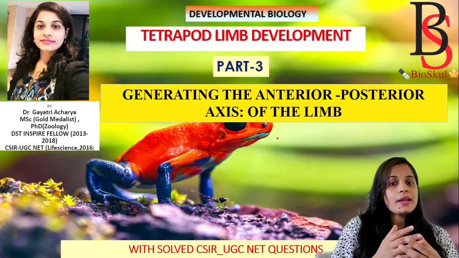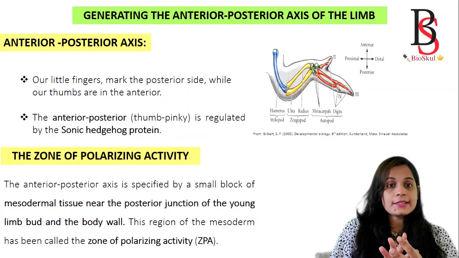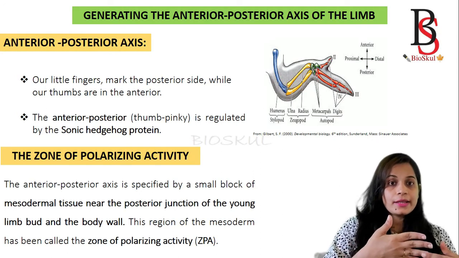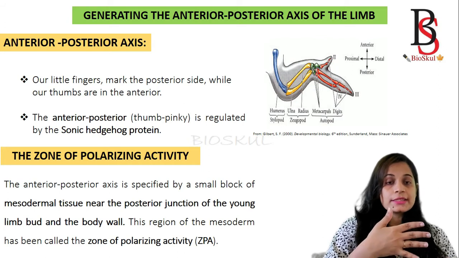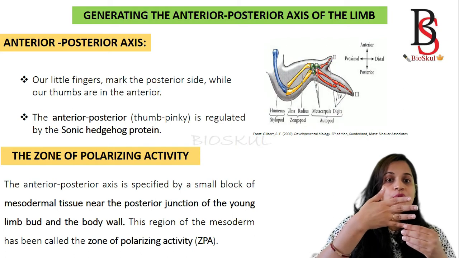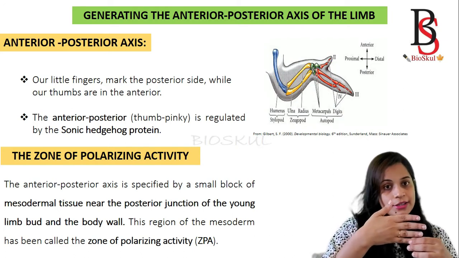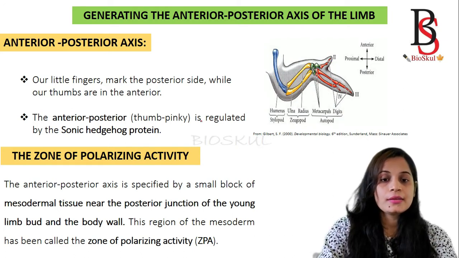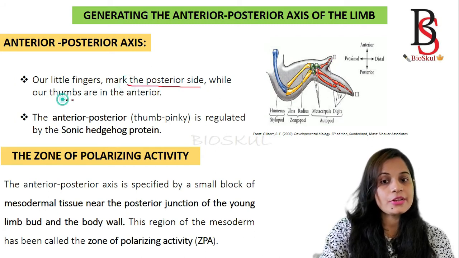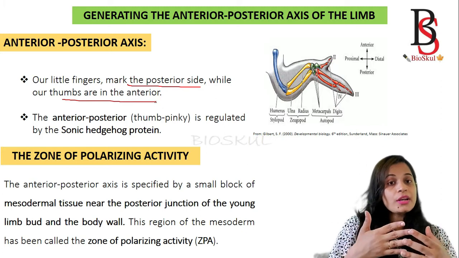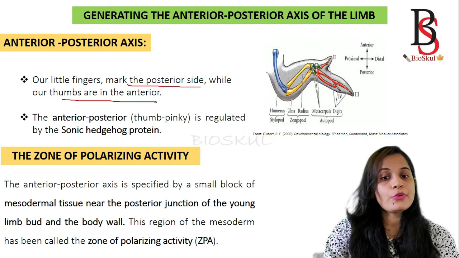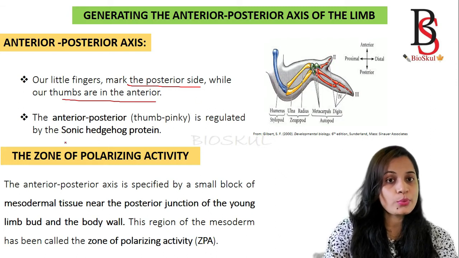So, how is the anterior posterior axis generated in tetrapods? Before going to that, let's know which one is the anterior axis and which one is the posterior axis. Our thumb marks the anterior axis, while the posterior axis is marked by the little finger. Then which protein regulates the formation of the anterior posterior axis in tetrapods? That protein is known as the sonic hedgehog protein.